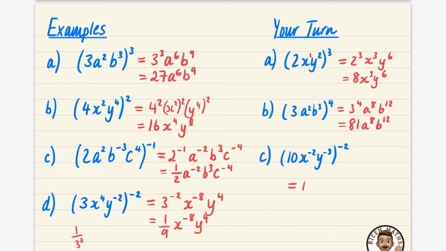Now for this last one we have 10 to the power of minus 2. You're having a negative 2 times negative 2 for the x, which gives you a positive 4, and the negative 3 times the negative 2 for the y gives you a positive 6. So all we need to do is just quickly work out what 10 to the minus 2 is. Well, it would be 1 over 10 squared, which is 1 over 100. So it's 1 over 100, x to the 4, y to the 6.